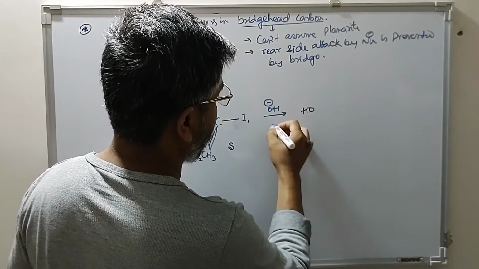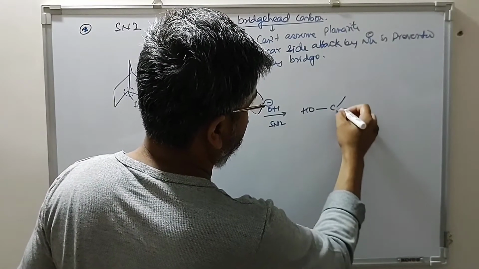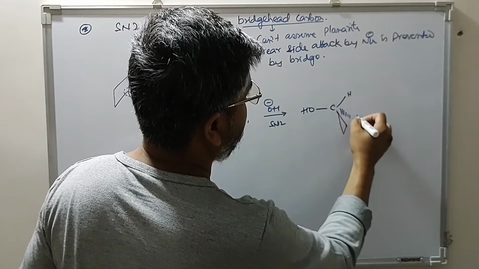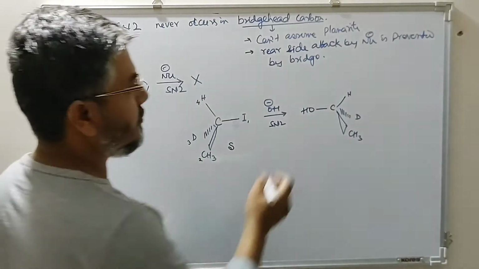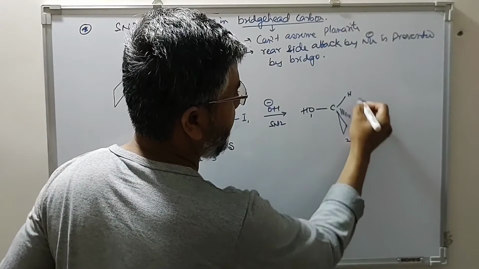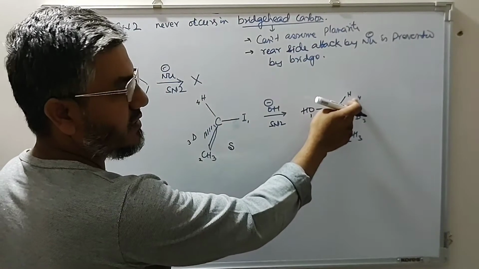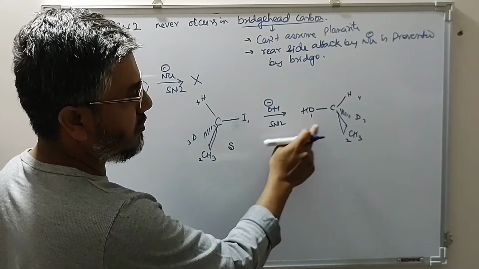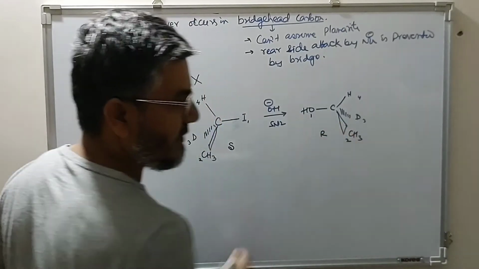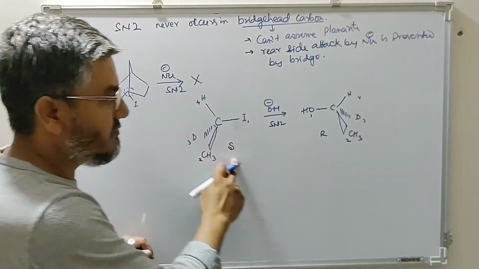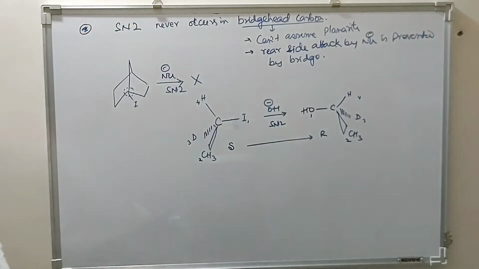If this is the case, then we have this compound: hydrogen, deuterium, CH3. If you look at this, the priority order of groups: oxygen is 1, carbon 2, deuterium 3, hydrogen 4. Now this is the least priority group, so we have to view the molecule from this side. The order of rotation 1, 2, 3 is forming clockwise rotation, so S configuration is converted into R configuration. This is inversion of configuration.